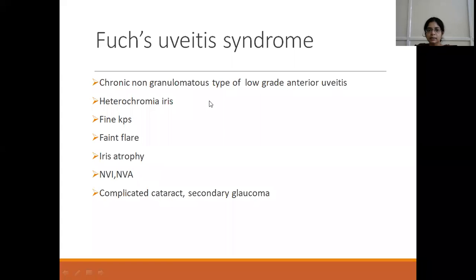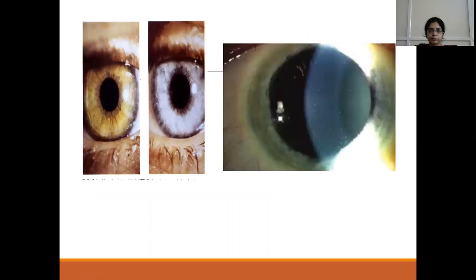So this is a chronic non-granulomatous type of anterior uveitis. Whatever features you can think of for non-granulomatous, you have to remember it's a non-granulomatous type and write symptoms accordingly. Please remember heterochromia of the iris, and please remember there is neovascularization of the iris as well as the angle. So these three would be absolutely important terms, and then you can write your answer accordingly.